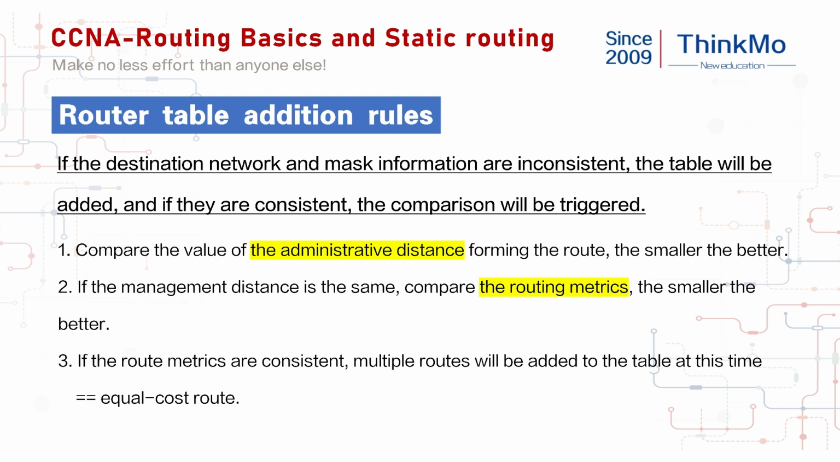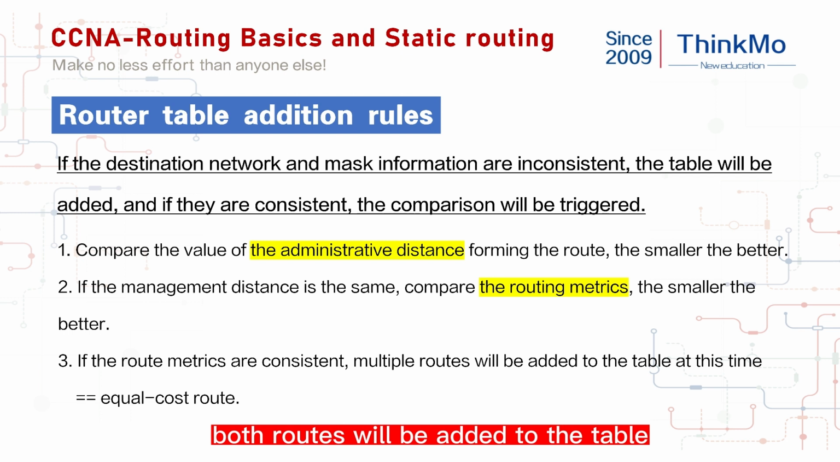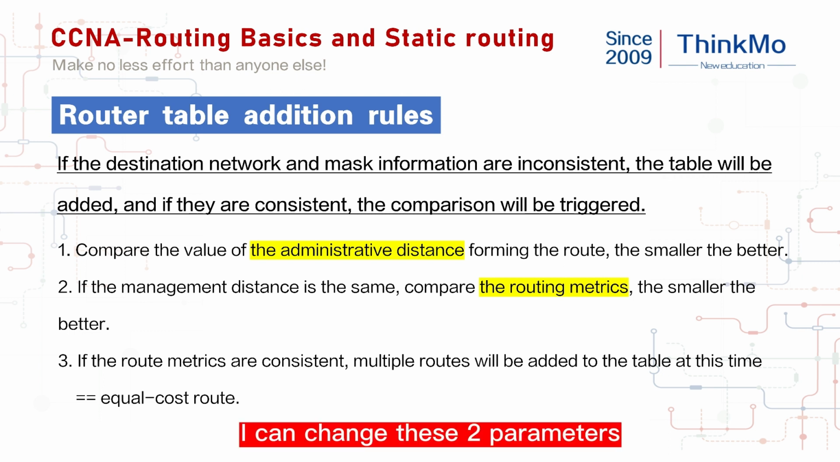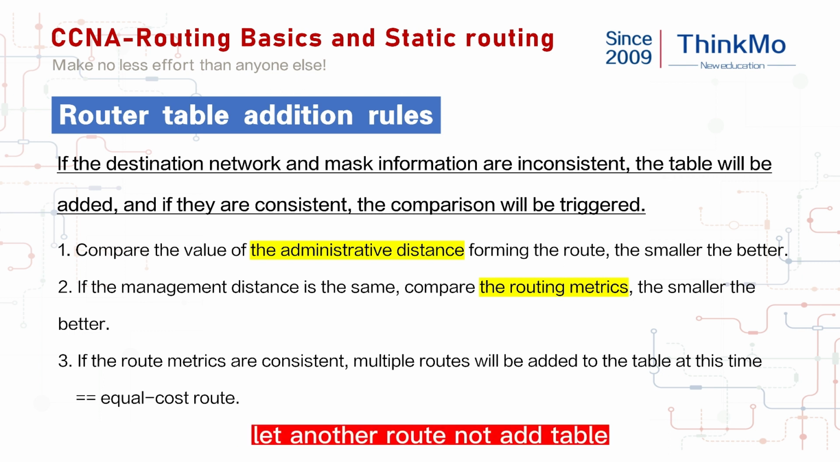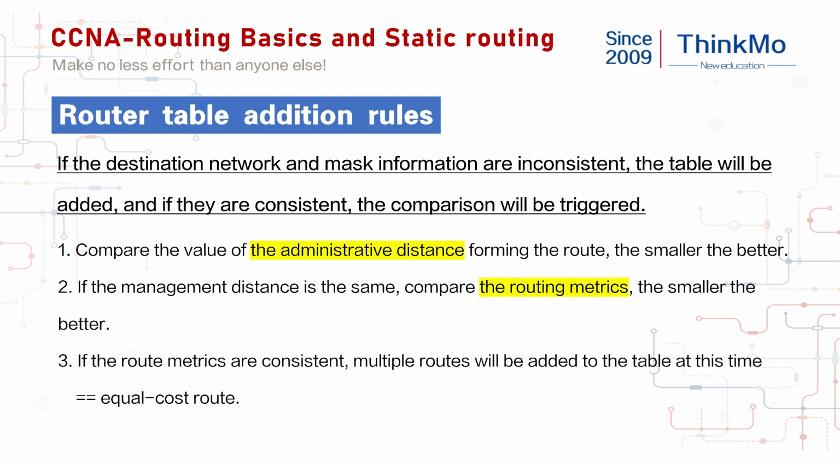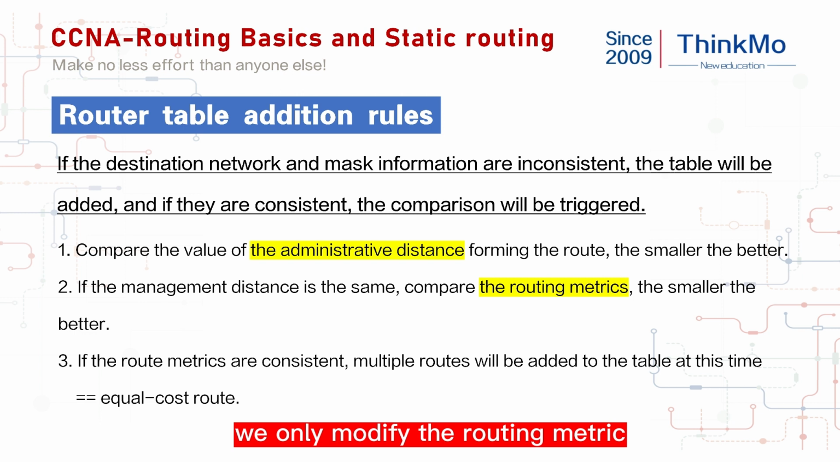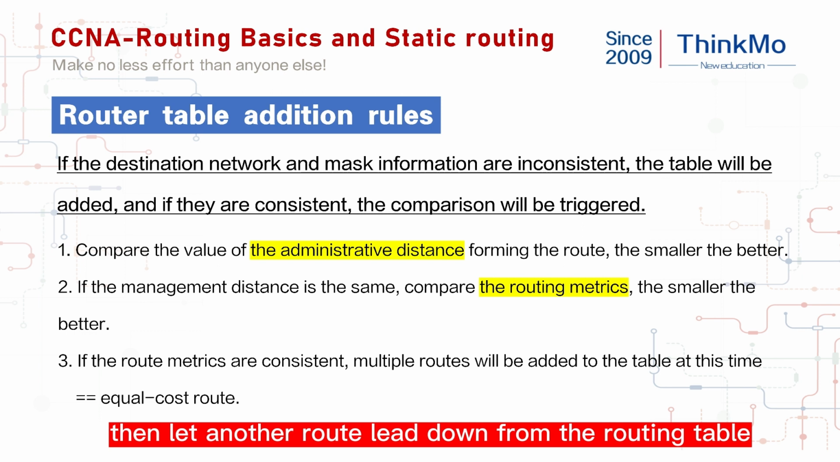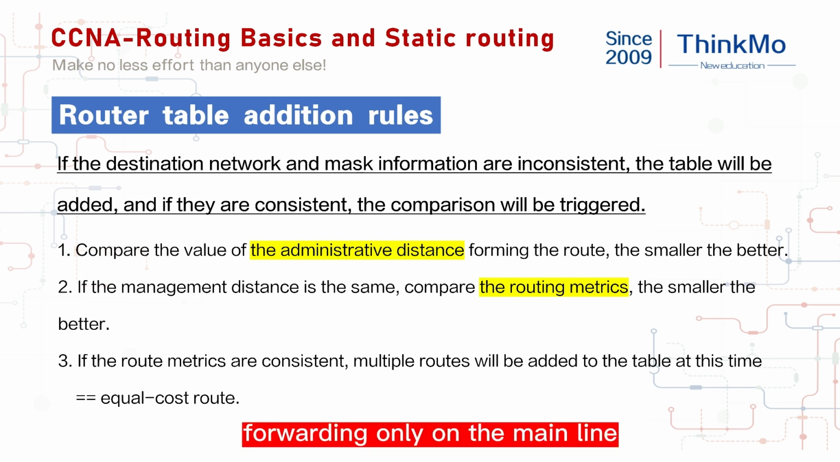Think about it. Only if they are exactly the same will both routes be added to the table. I now hope that only one route is added to the table. I can change these two parameters to let the other route not be added to the table. But for static routing, the administrative distance is 1, and this is generally not modified. We only modify the routing metric. That is, we can adjust the routing metric so that the other route is left out of the routing table, forwarding only on the main line.